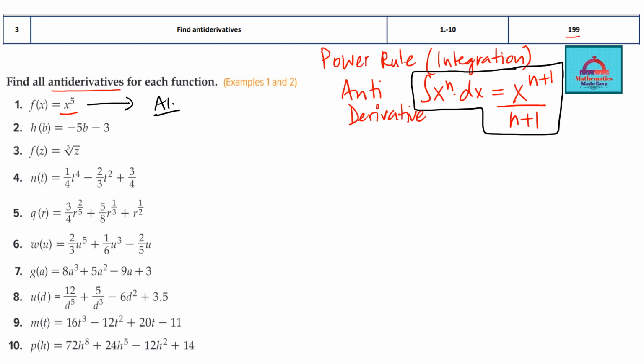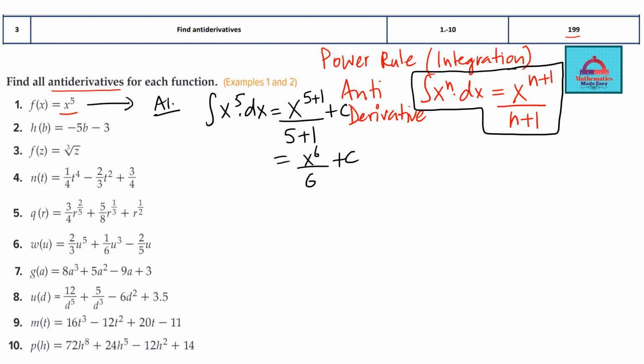So to find the antiderivative of f(x), that means the integral of x to the power 5 dx, we are going to apply this formula, which means we increase the power by 1, so 5 plus 1, divided by 5 plus 1. And remember, because we are finding the antiderivative, the constant of integration is going to come, so I add c. So this is x to the power 6 over 6 plus c. That is the complete answer of question 1.